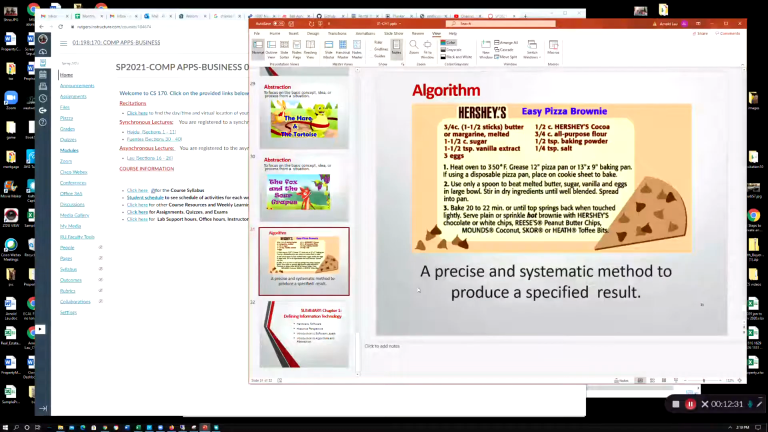So you have basically a set of steps to get a particular outcome. In this case, you're getting a brownie, right? Well, a pizza brownie, I guess more specifically. And so you have all the ingredients. How do you put all those ingredients together and act on those ingredients? In this case, heating it up, right? To bake it and to produce your pizza brownie. Okay, so that's what an algorithm's about.